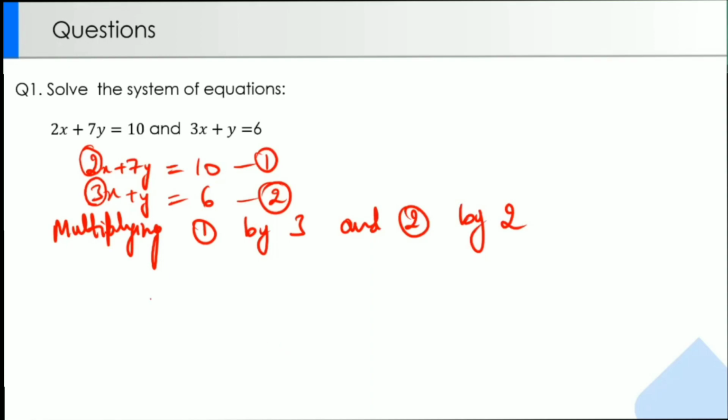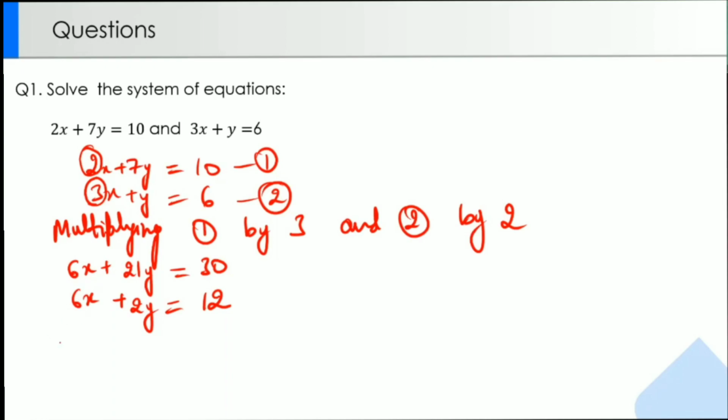Whenever we are multiplying any equation, just take care that we multiply the whole equation, not just one term. So if I multiply equation 1 by 3, this will become 6x plus 7 into 3 is 21y equals 30. Then I multiply equation 2 by 2. Here also I get 6x, and this will be 2y equals 12. Now I have equated the coefficients of x. Now the signs are also the same. Our purpose is to eliminate x.